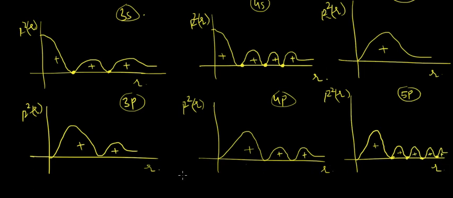Okay, so with this we come to the end of this lecture. In the next lecture we'll be seeing the radial probability density function, or RPDF, and we'll be seeing some derivation on the same.